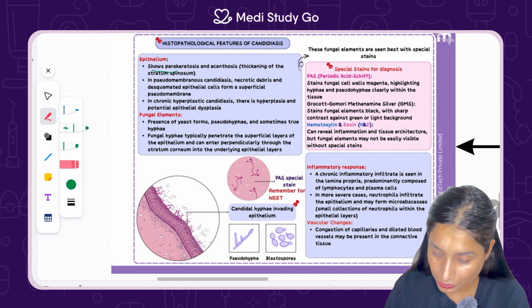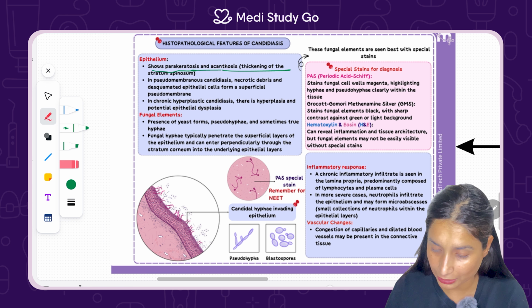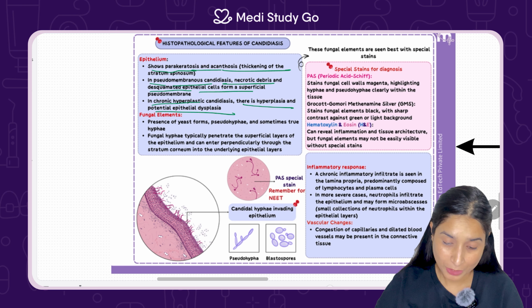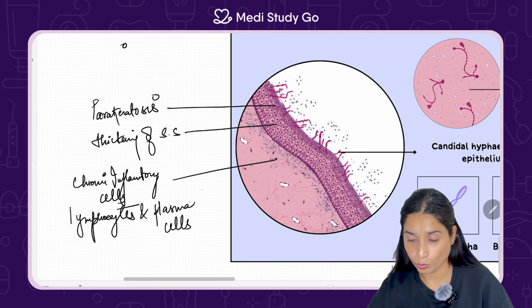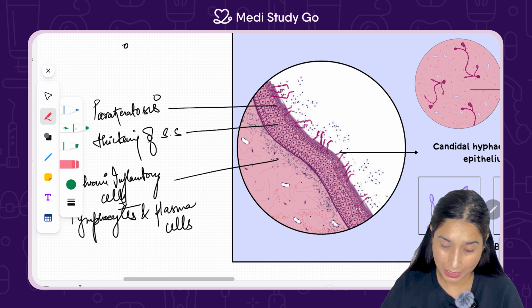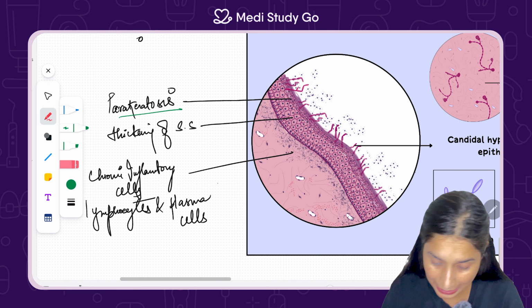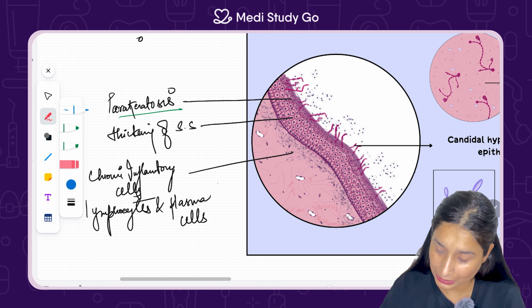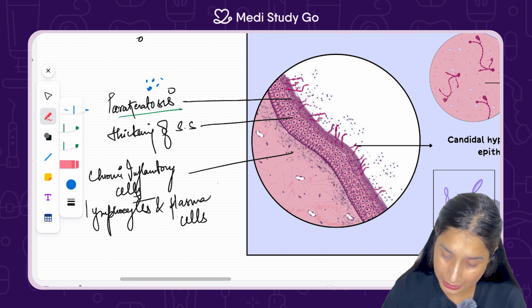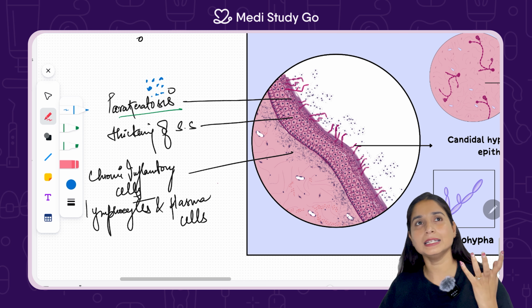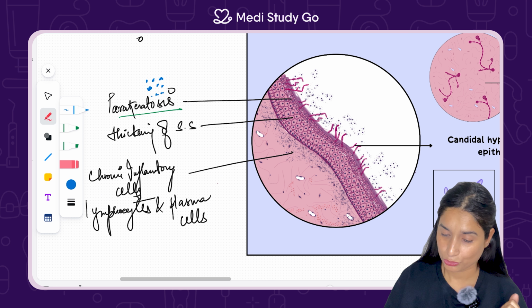In candidiasis, you will see parakeratosis and acanthosis. And in pseudomembranous candidiasis, necrotic debris and desquamated epithelial cells. And in chronic, you will find hyperplasia and potential epithelial dysplasia. So firstly, in the epithelium, let's see what exactly this means. We have read that we will see parakeratosis. What does parakeratosis mean? Parakeratosis means that nuclei are present. You will see these blue dots are present. Parakeratosis basically occurs whenever there is an inflammation in the body. So this is a feature.